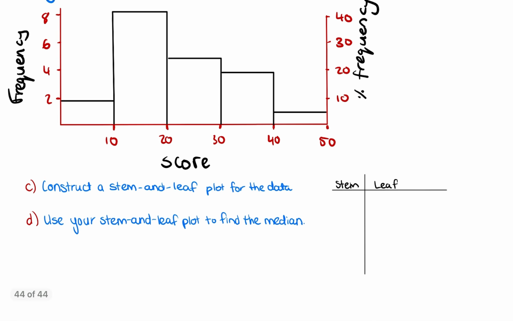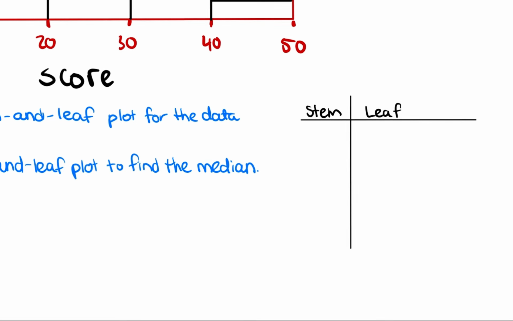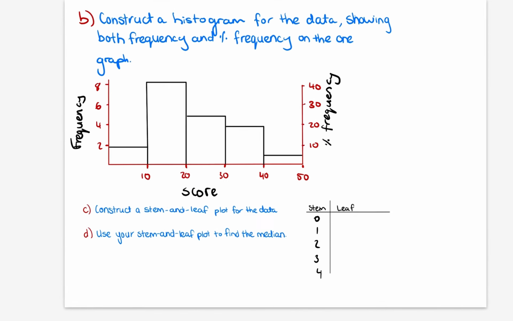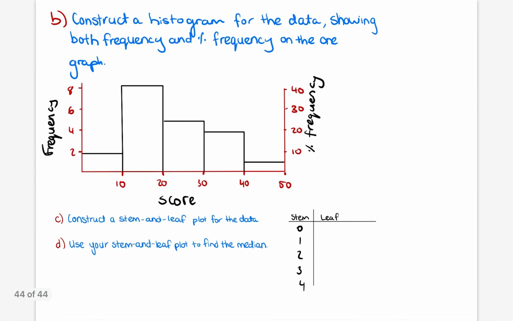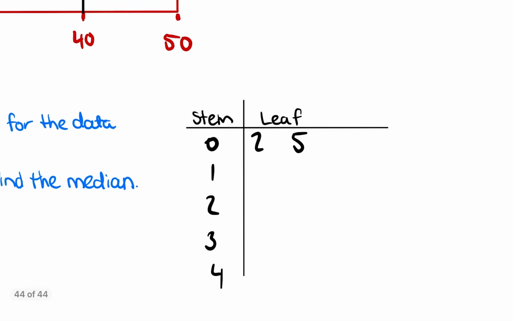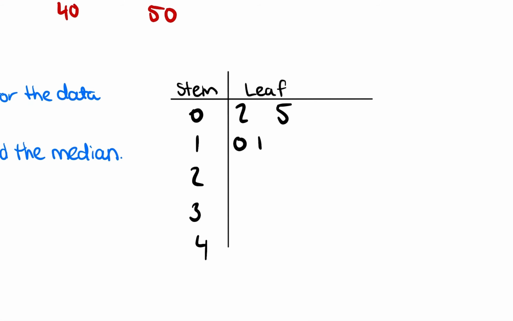Okay, so then C says construct a stem and leaf plot for the data. So we're going to use, keeping in mind from our last one, 0, 1, 2, 3, and 4, because the highest we had was 40. So then you go through, and this is where it's helpful to have your data in smallest to largest. So now we just go through with our data and we're going to list them in order. So here we would have 2 and 5 because we had 2 and 5 as scores. So then there was a 10, 11, 13, 14, 15, 16, 18, and 19.